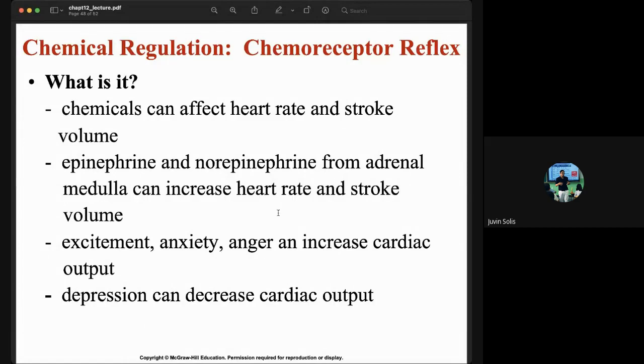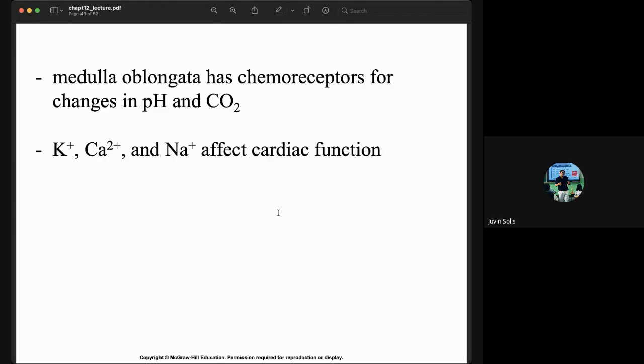Usually, ito yung nagtitrigger ng stroke sa ating mga nakakatanda na kasama sa bahay or kakilala. If it's too much emotion, they're at the peak of their anger, mataas yung cardiac output, pwede silang may stroke. Okay? Depression can decrease your cardiac output. So your medulla oblongata has chemoreceptors for changes in the pH and carbon dioxide level. Your potassium, calcium, and sodium also affect your cardiac function.